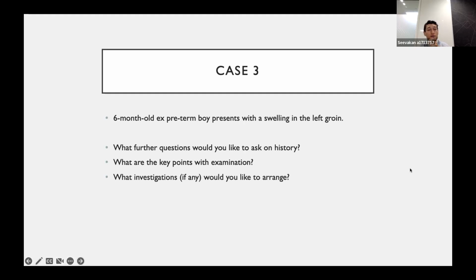The other thing that I would say is I would always examine the other side to make sure that there's no hernia there. And I'd also have a look to see if there's any other lymphadenopathy to support whether or not this is just a bunch of lymph nodes and one big one there.